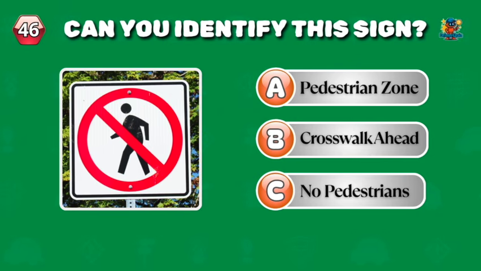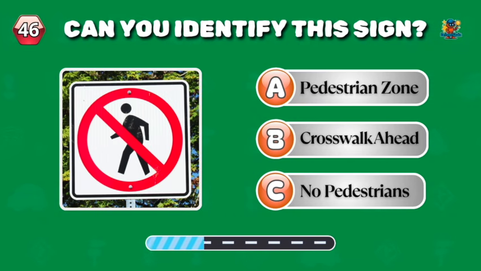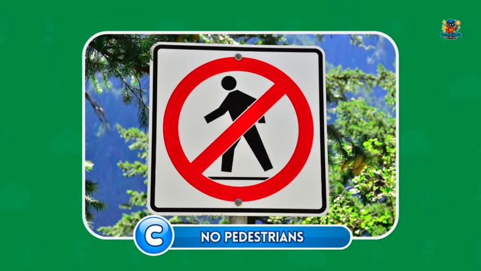Question 46. A. Pedestrian zone. B. Crosswalk ahead. C. No pedestrians. No pedestrians. Pedestrian traffic is not allowed in this area. Use alternate paths.